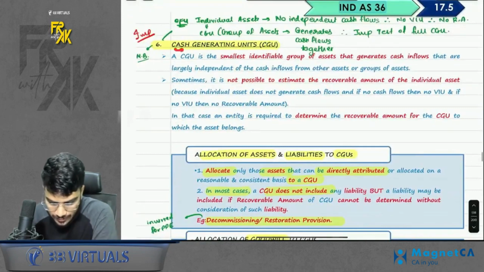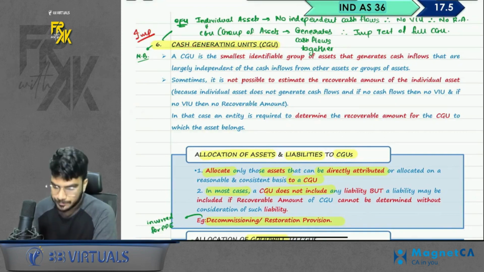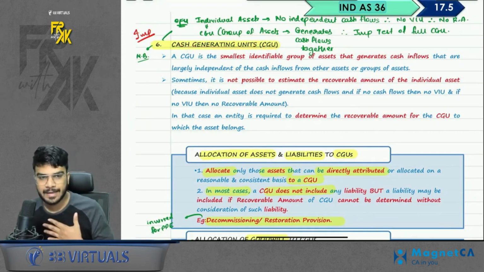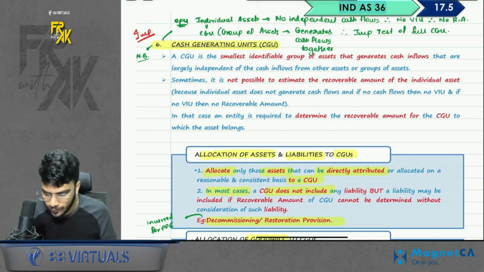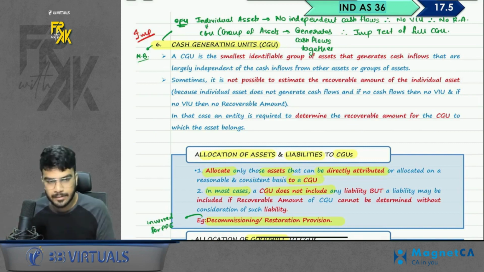Next point is cash generating units. Now, what is the meaning of cash generating units? CGU. Let's say for example, why do we come here? First of all, there are some individual assets which do not have independent cash flow. Let's say for example, my mic, it is an asset for me, but does it have any output which I can sell and generate cash flows?